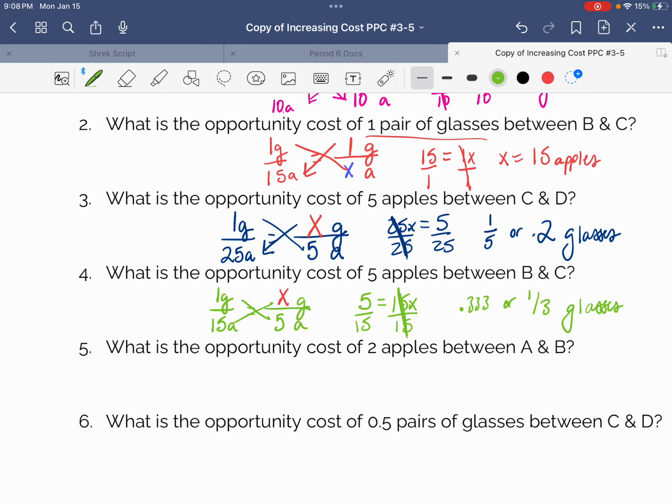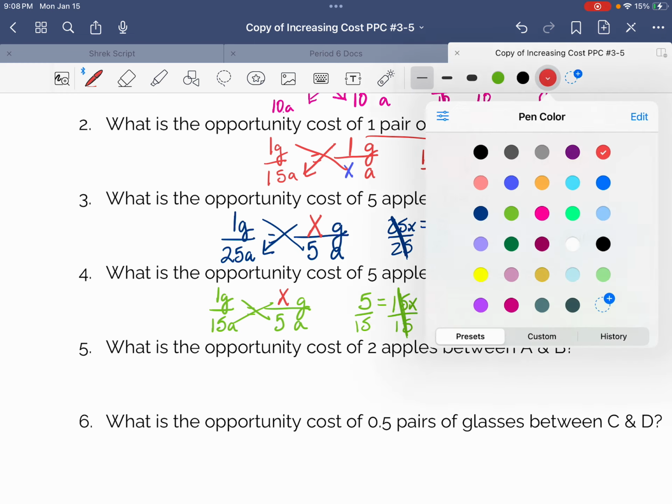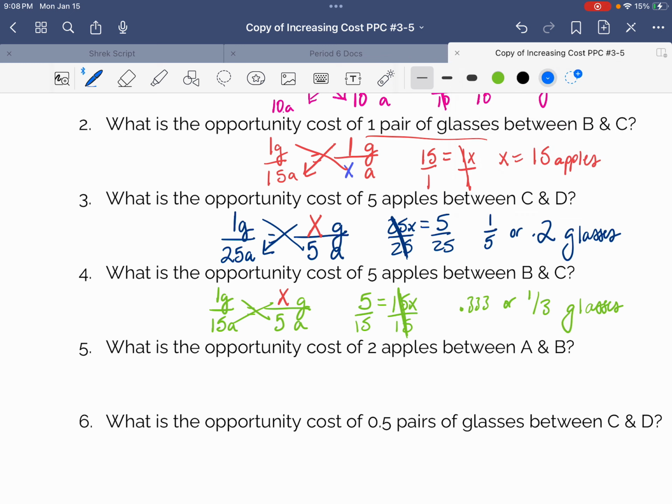So, number 5, right now, I'm going to help you set it up. And then I'm going to stop and I'm not going to give you the answer. Okay? So you're going to have to do this on your own. Let's set up number 5. I'm going to change colors again.